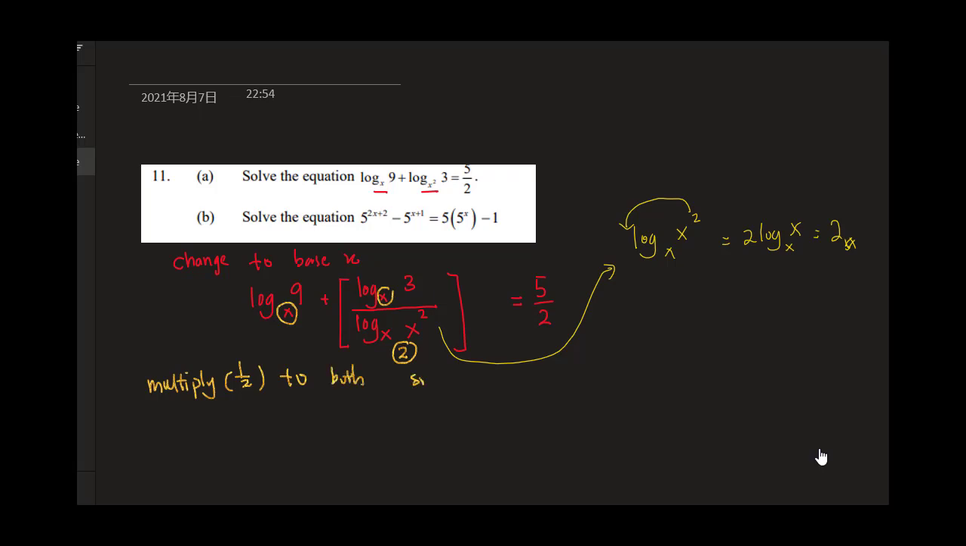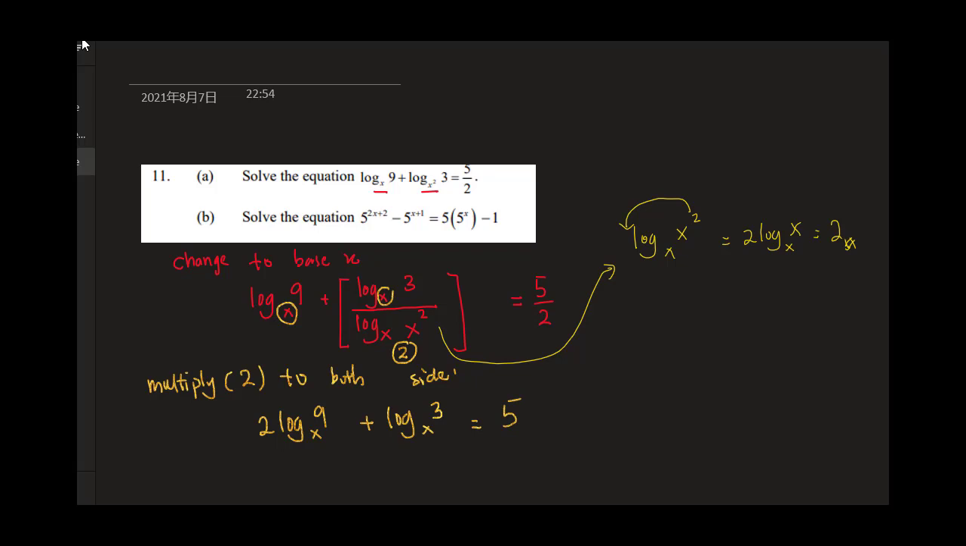Sorry, it's multiply by 2 and not 1 over 2. I don't want the fraction, so it should be multiplied by 2. So you get 2 log 9 to the base x plus log 3 to the base x. Because the 2 is eliminated, the right hand side will be only 5.